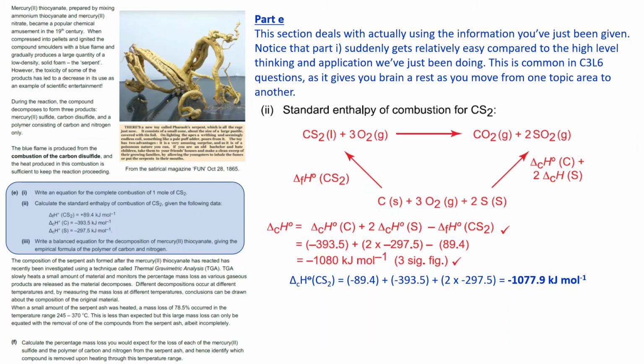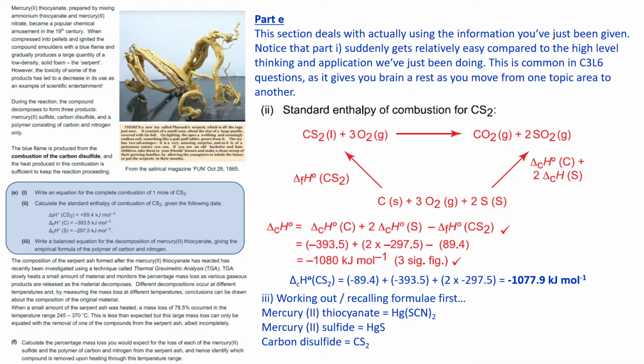And if we check that against the mark scheme, you can see quite clearly that you've got it there. Now, why have they done 3 sig figs? That's because the minus 89.4 is the least sensitive there, and it's 3 sig figs. So that's what we call using an appropriate number of significant figures. So we change minus 1077.9 to minus 1080.